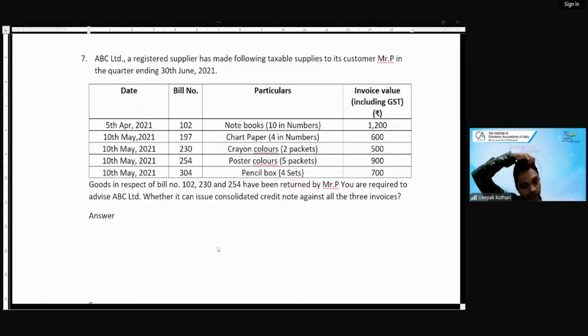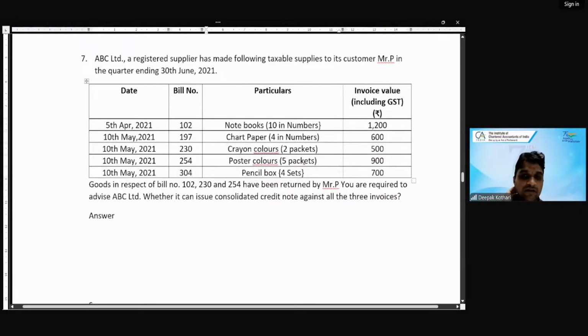Ishan is saying a consolidated credit note cannot be issued as the value exceeds 200 rupees. Pooja is saying yes, it can. If both of you can unmute and give your points for and against, it would be a good debate. Good evening, sir. Yes, Ishan, you can start on your point.